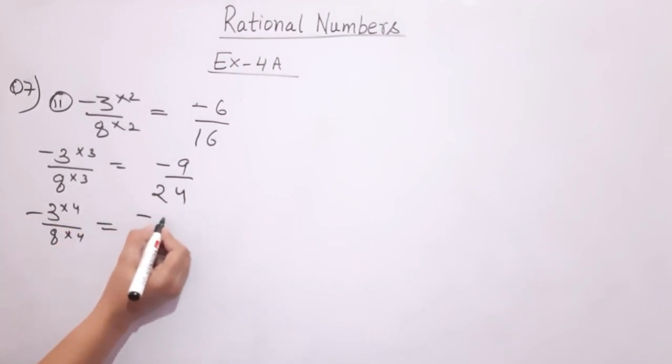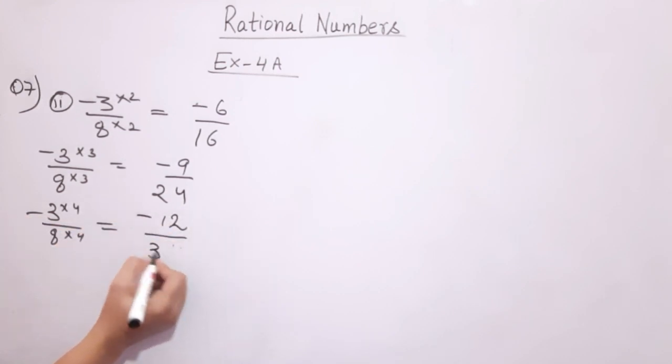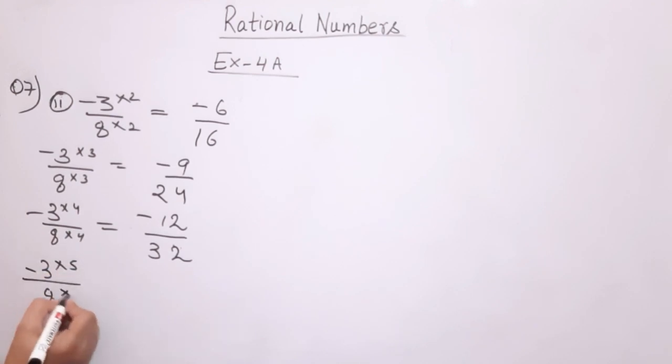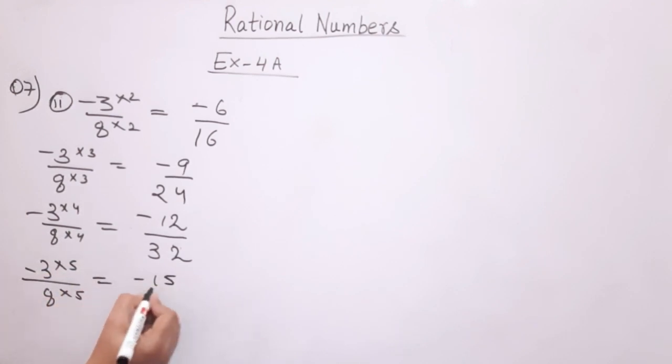So it will be minus 12 upon 32, then again by 5 we have to do. So it will be minus 15 upon 40, right? So these will be the next 4 equivalent rational numbers for the option number 2, that is minus 3 upon 8. Firstly you are going to multiply it by 2, then 3, then 4, then 5.